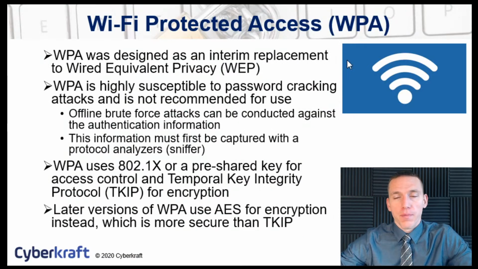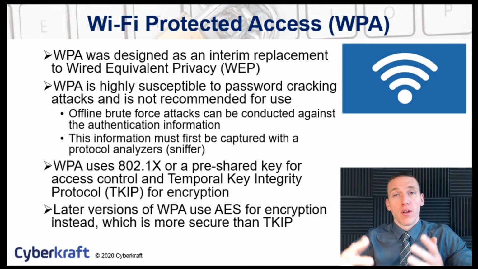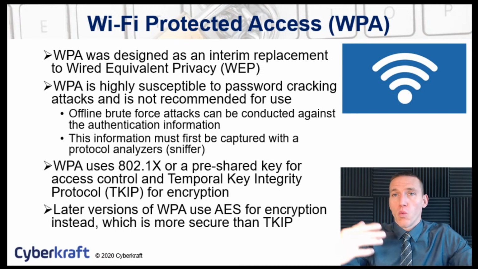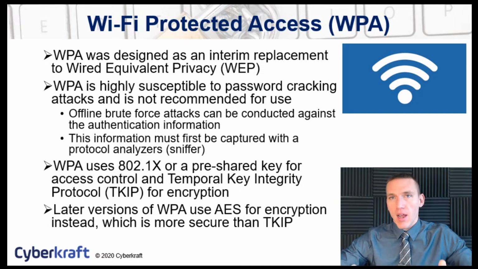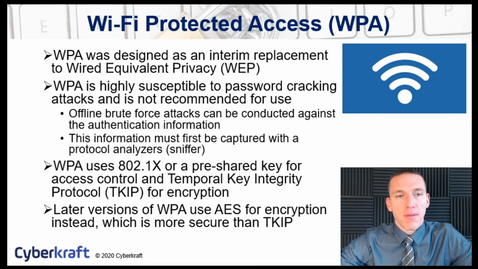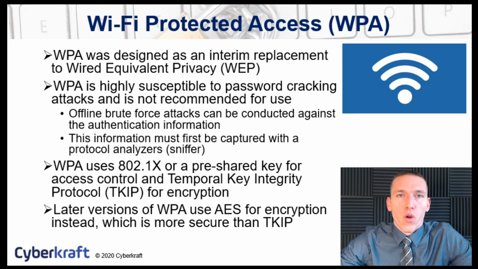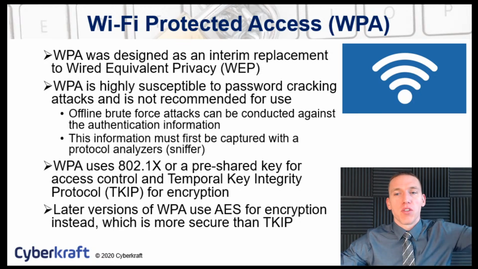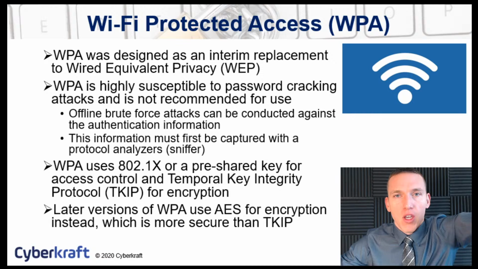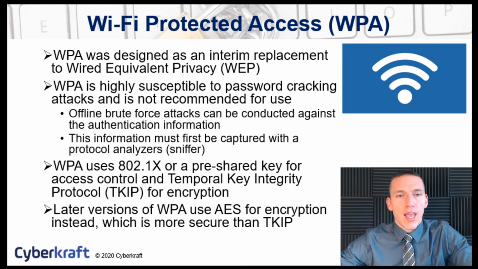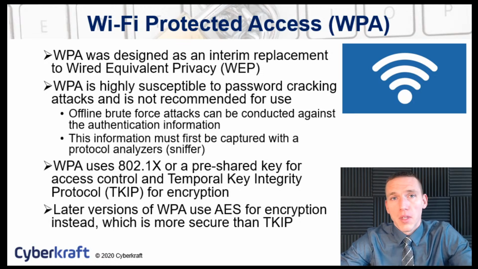Cryptographic protocols are used for encrypting Wi-Fi connections, for encrypting network connections. We're going to talk about a few of those today. Wi-Fi Protected Access, or WPA, was designed as an interim replacement for WEP, or Wired Equivalent Privacy. Wired Equivalent Privacy was one of the earliest Wi-Fi encryption mechanisms, and there were many security flaws discovered within WEP.